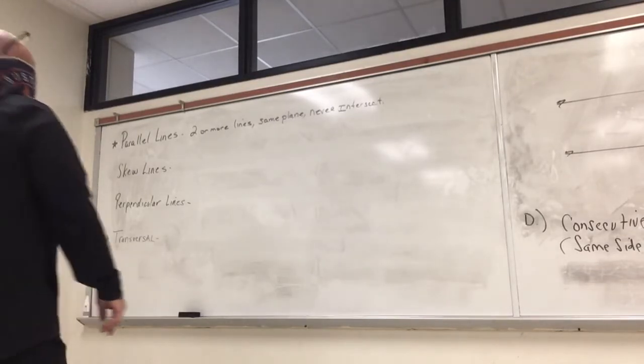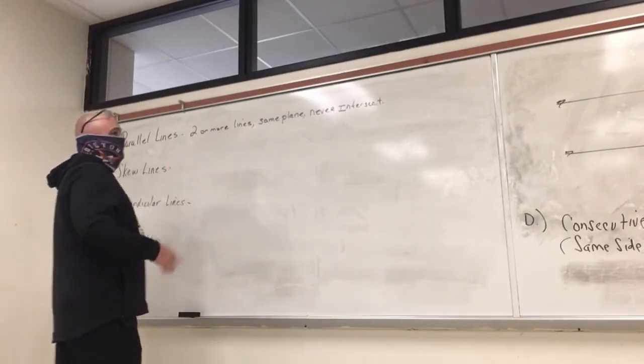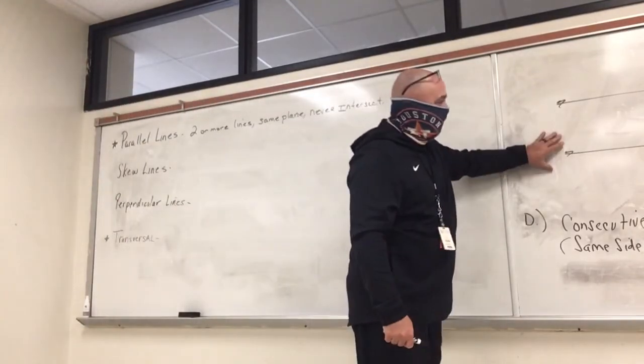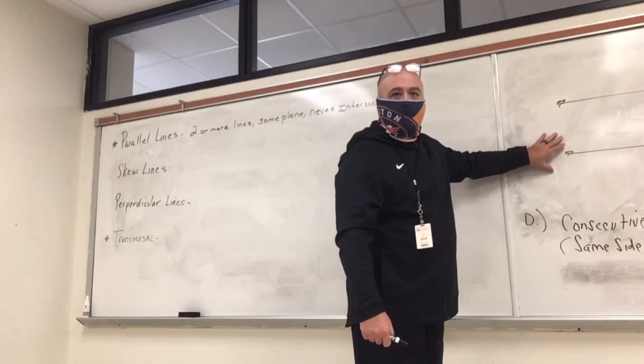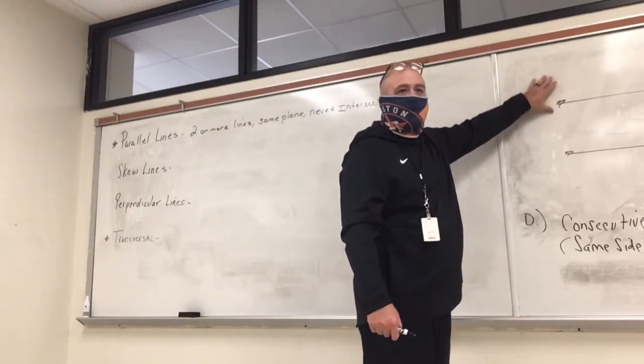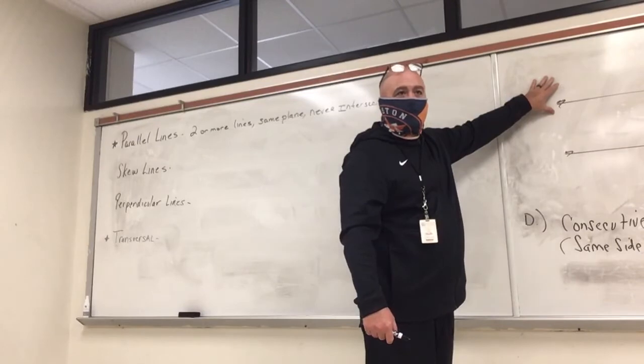Alright? So, now we talk about parallel lines. So, M and L are said to be parallel to each other, because they never intersect each other. Does everybody understand that?